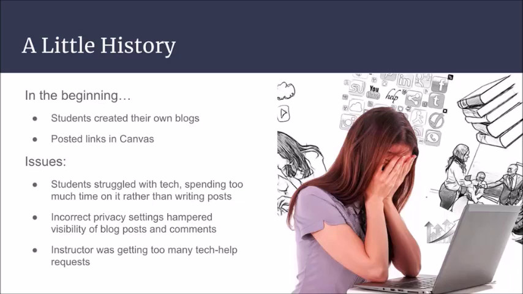So a little bit of history. We started off by asking students to create their own blogs by going to the Western site and creating the blog through Western, and then posting that blog site into Canvas. And then from there they could open each other's blogs and comment and review. We thought it would all work out perfectly well. But of course, on the first iteration, things don't always work out perfectly well.